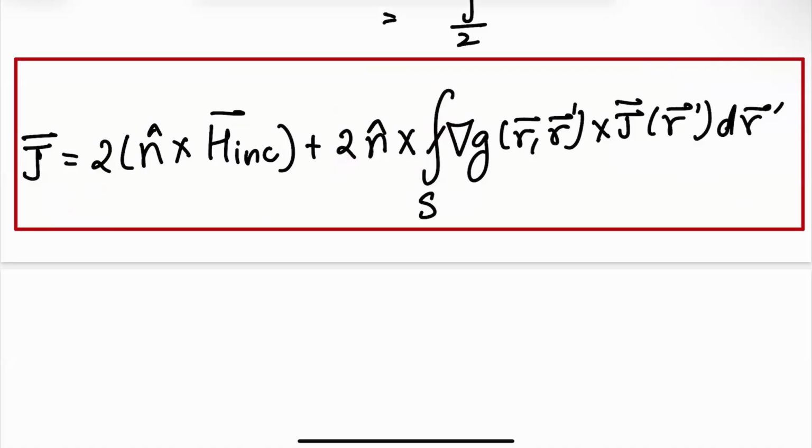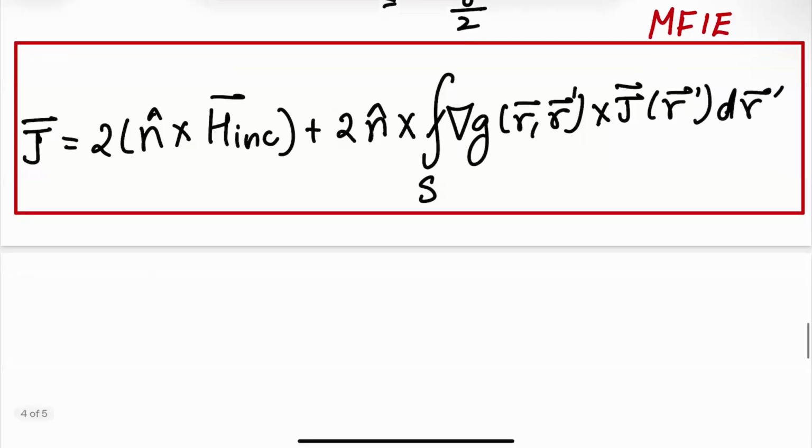Okay, so this is called the magnetic field integral equation, and it's much better to use this when you want to do scattering from metals. So now you can take this, you can expand your J in basis functions and do the method of moments approach to solve it, right? Which is what we briefly talked about in the last lecture.